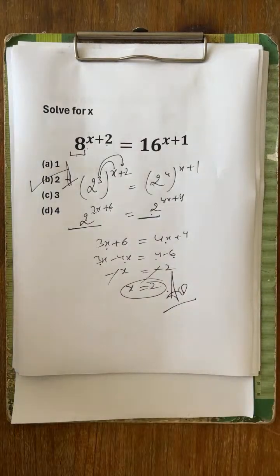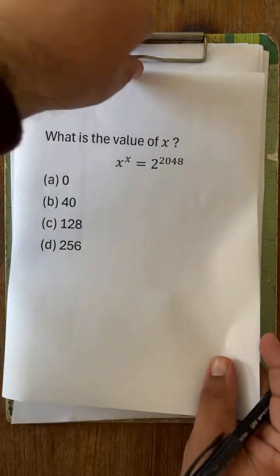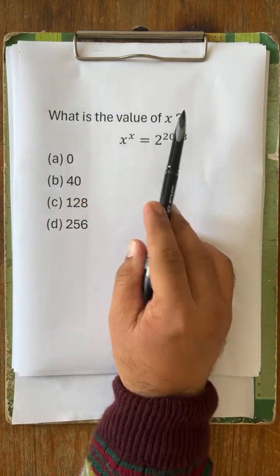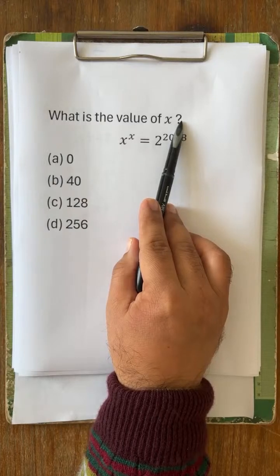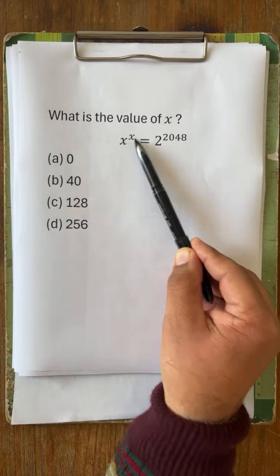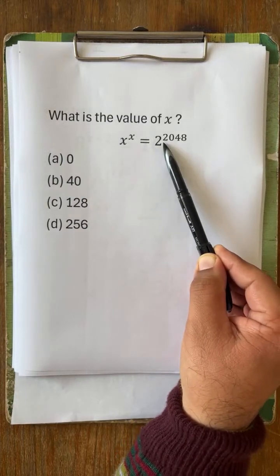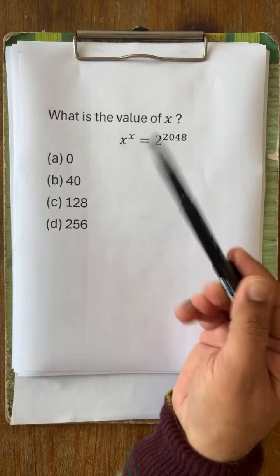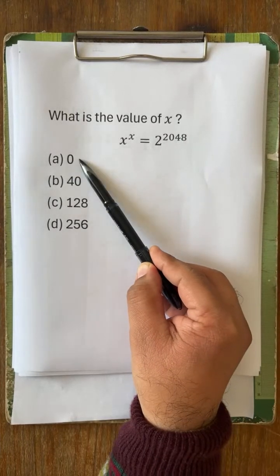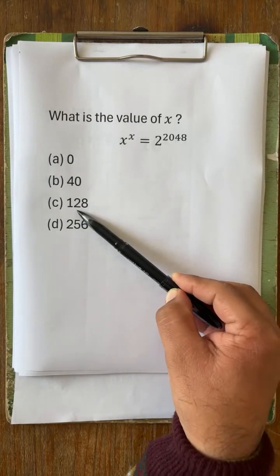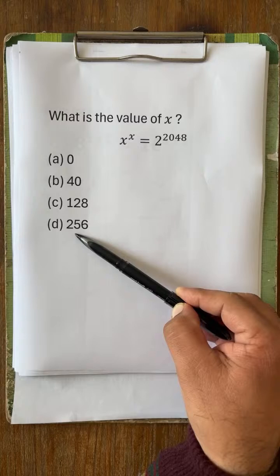Now moving to the next question. What is the value of x if x power x is equal to 2 power 2048? Option A 0, option B 40, option C 128, option D 256.